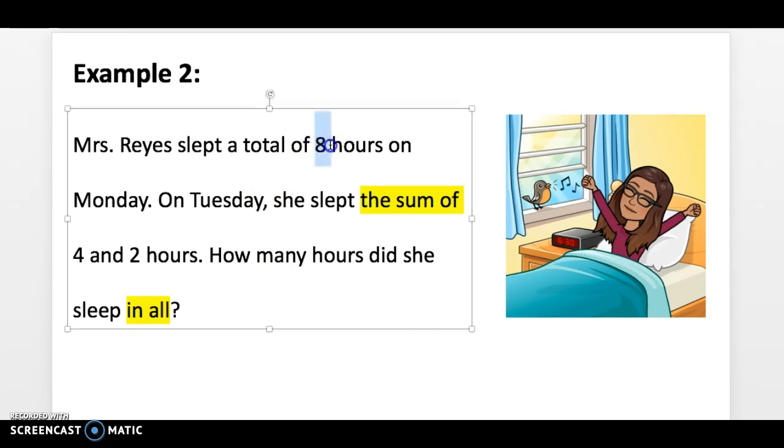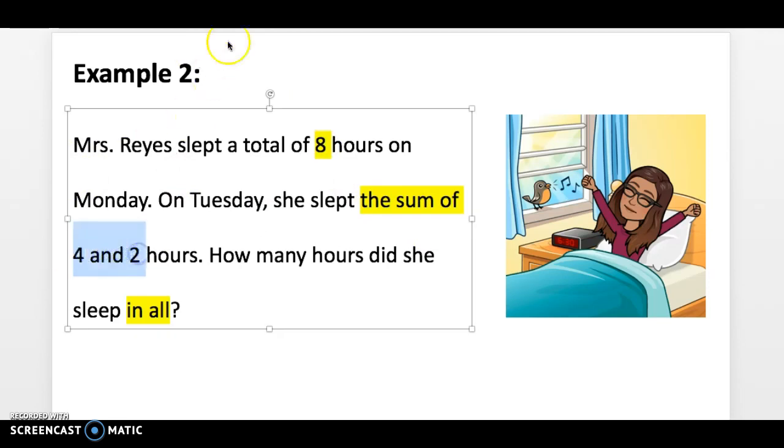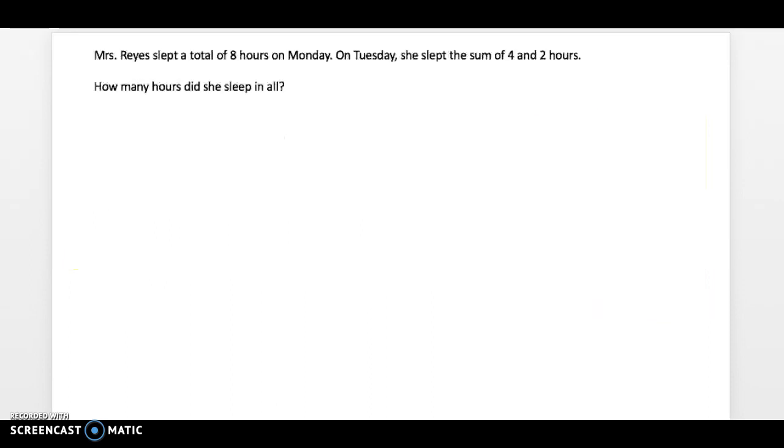She slept a total of 8 hours on Monday. On Tuesday, she slept the sum of 4 and 2 hours. So those are the numbers that we're going to be looking for and needing for our numerical expression. We said we were going to highlight the 8 and highlight the 4 and 2. Again, we're looking for the sum of 4 and 2, and we're looking for how many hours she slept in all.